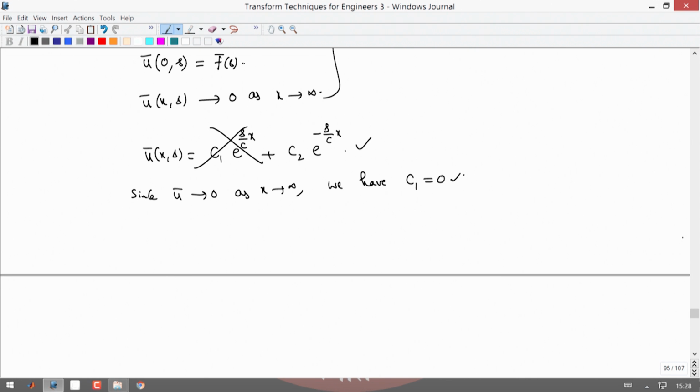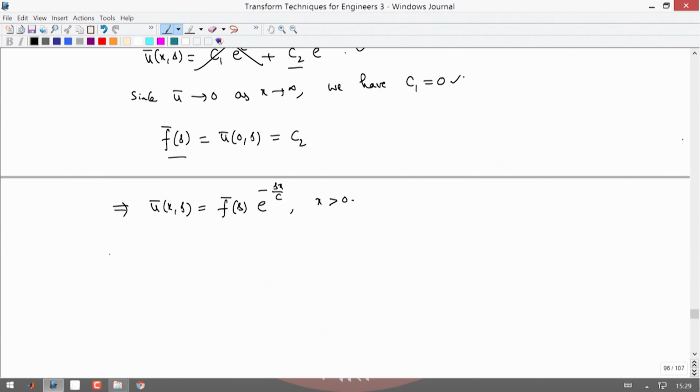Now, you apply the first initial condition, that is u bar of 0, s, that is f bar of s, which is u bar of 0, s. From here, we put x equal to 0, that is c2. So, this implies u bar of x, s. Now, I know what my c2 is, that is f bar of s times e power minus s x by c, x positive. So, you can invert now. Inversion now gives the solution.